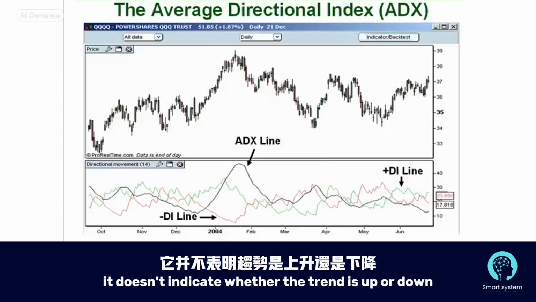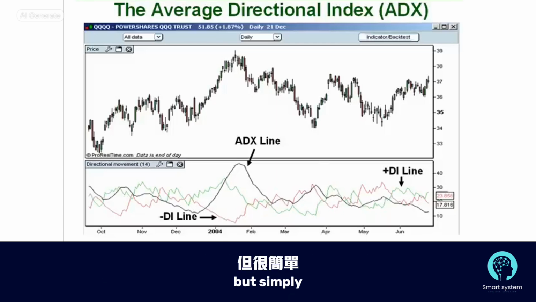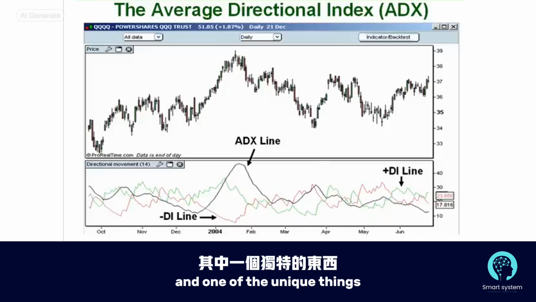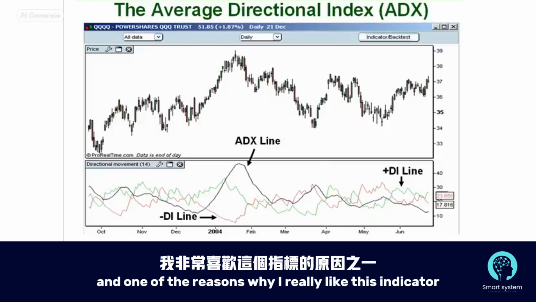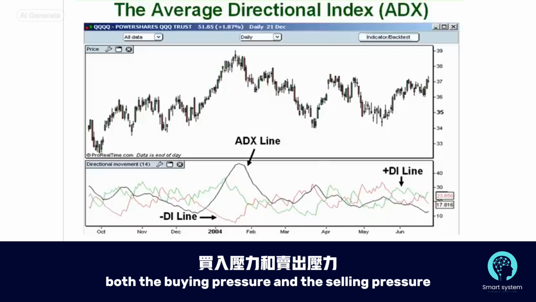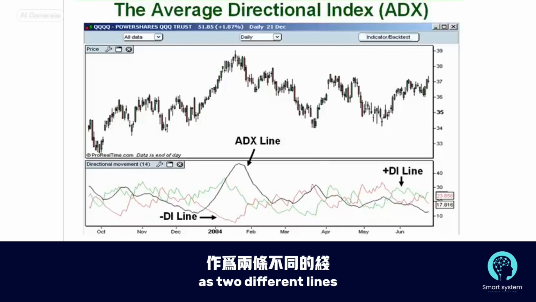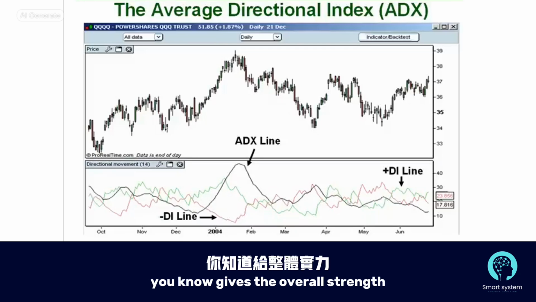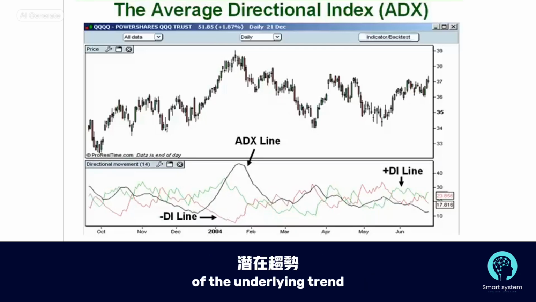It doesn't indicate whether the trend is up or down, but simply the strength of the overall trend in the market. And one of the unique things, and one of the reasons why I really like this indicator, is it paints a really nice picture of both the buying pressure and the selling pressure as 2 different lines, and then gives you one line which gives the overall strength of the underlying trend.